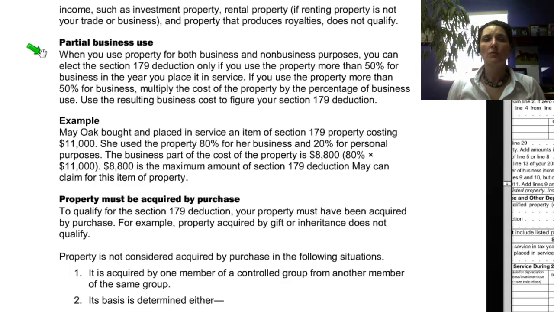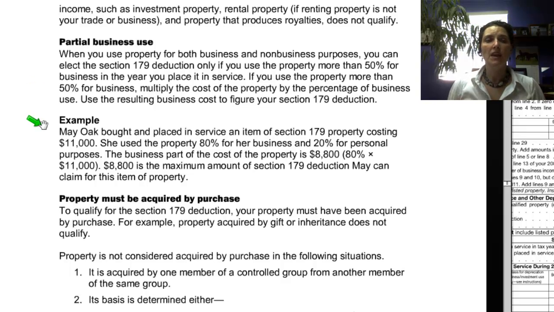Partial business use. When you use property for both business and non-business purposes, you can elect the Section 179 deduction only if you use the property more than 50% for business in the year that you place it in service. If you use the property more than 50% for business, multiply the cost of the property by the percentage of business use. Use the resulting business cost to figure your Section 179 deduction.